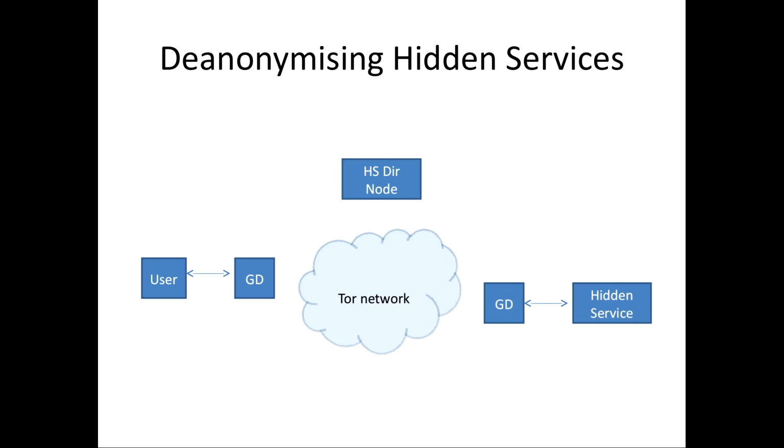How about de-anonymizing hidden services themselves? Well, again, you've got the problem. You're the user. You're going to connect through your guard into the Tor network, and then eventually through the hidden service's guard node and talk to the hidden service. As the attacker, you need to control the hidden service's guard node to do these traffic correlation attacks.